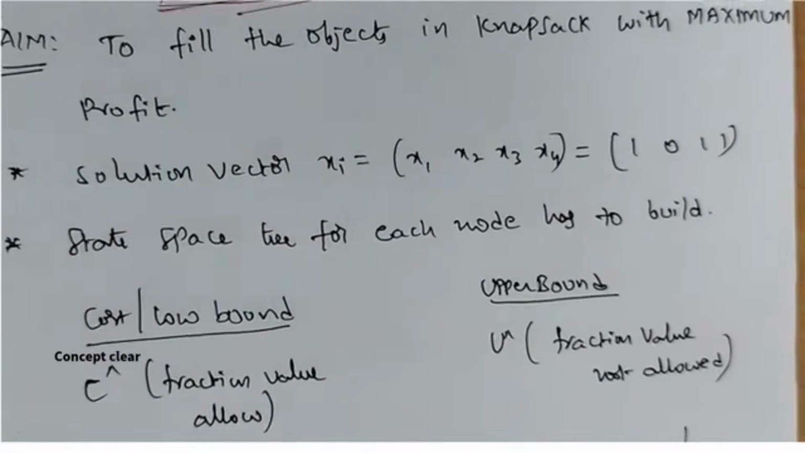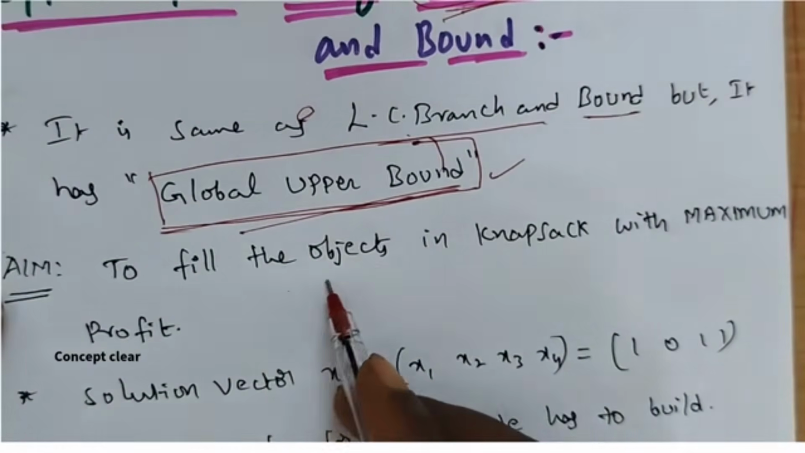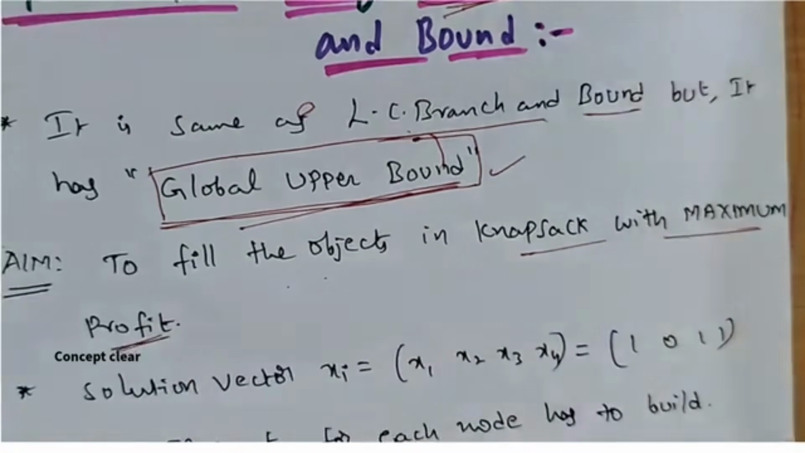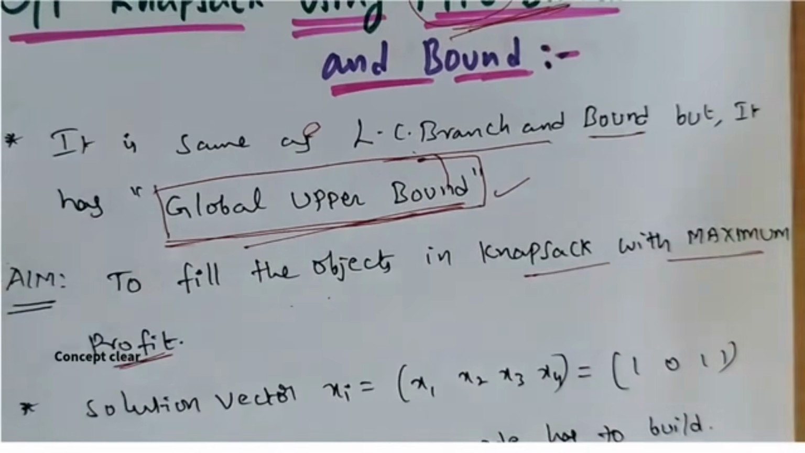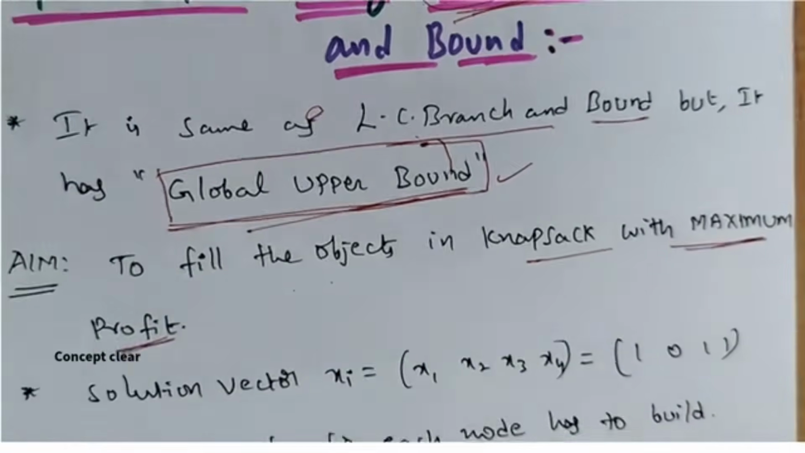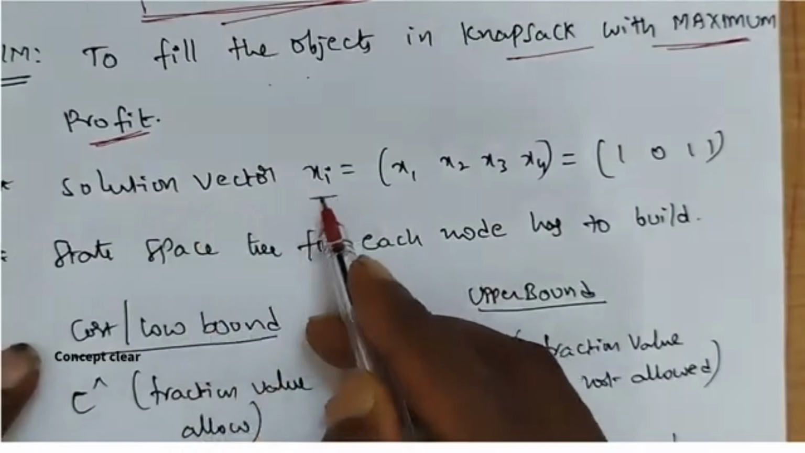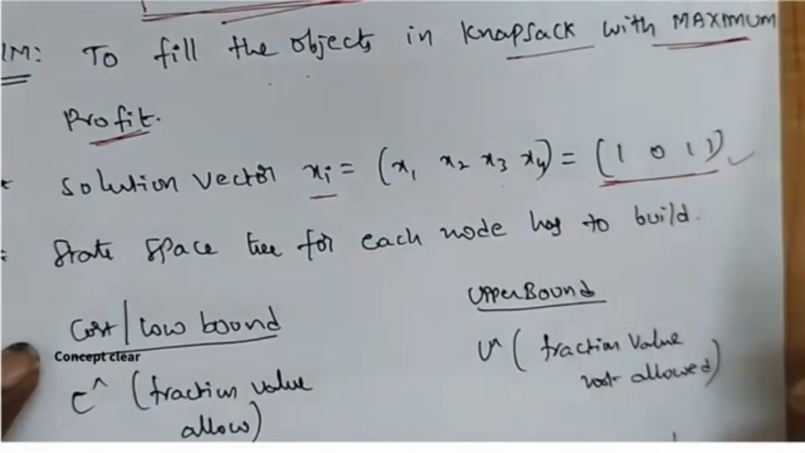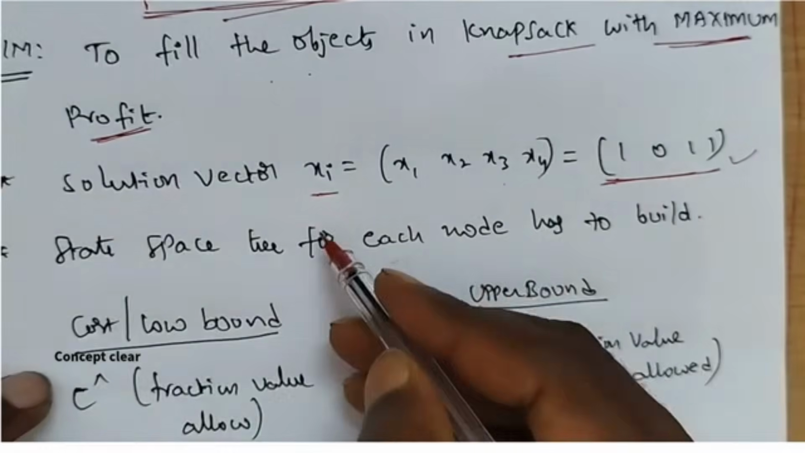What is the aim here? The aim is to fill the objects in the knapsack with maximum profit, the same as in the previous topic and earlier units. The main aim is to fill the knapsack bag with maximum profit at least cost. The solution vector is xi = x1, x2, x3, x4 = 1 0 1 1, or 0 1 1. A state space diagram has to be constructed for each node.